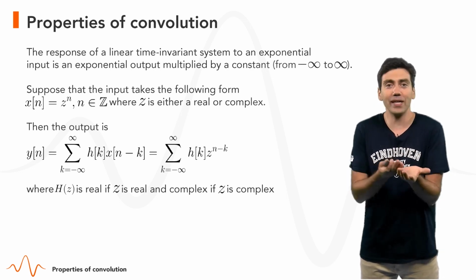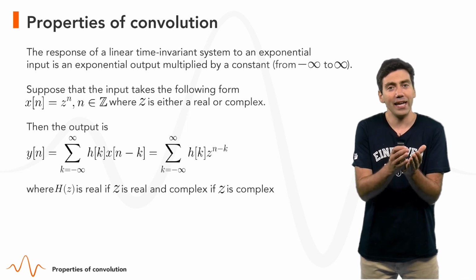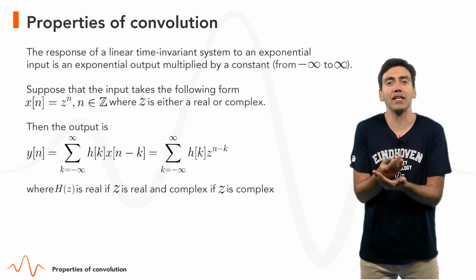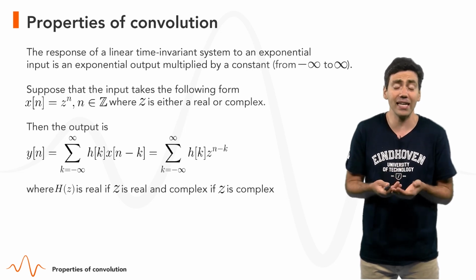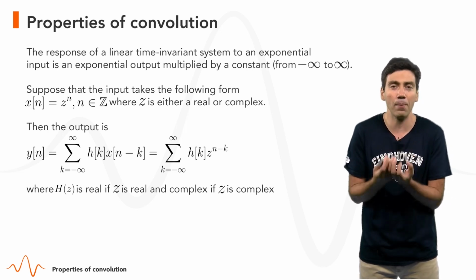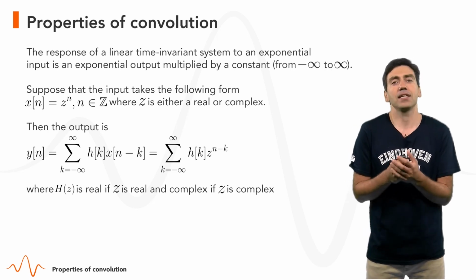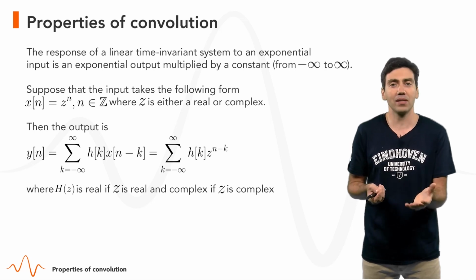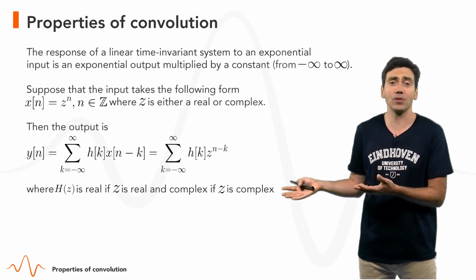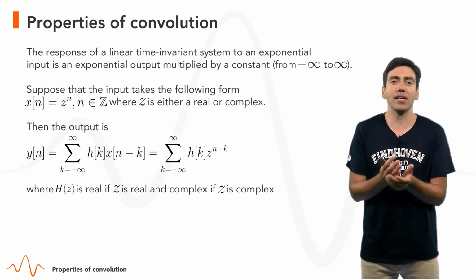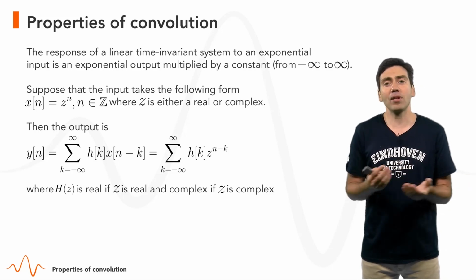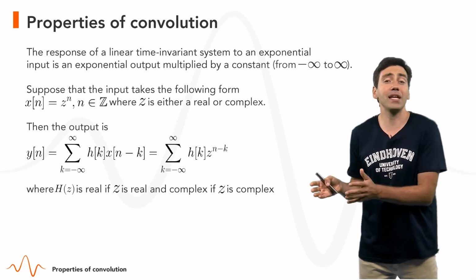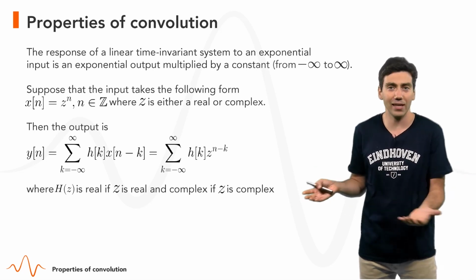By taking it out, we get the exponential that we're looking for, and what is left, the summation over k equals minus infinity of h[k] z to the minus k, is nothing more than a number. If z is real, it's a real number. If z is complex, it's a complex number, but it is a number. So we get, as a result, if we call this number capital H of z, capital H(z) times z to the n. So we start with z to the power of n, and we end up with z to the power of n times a number, a scalar.